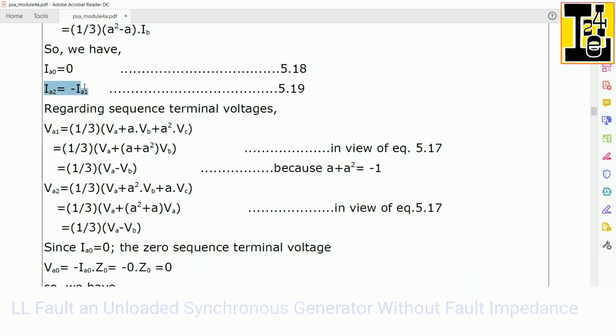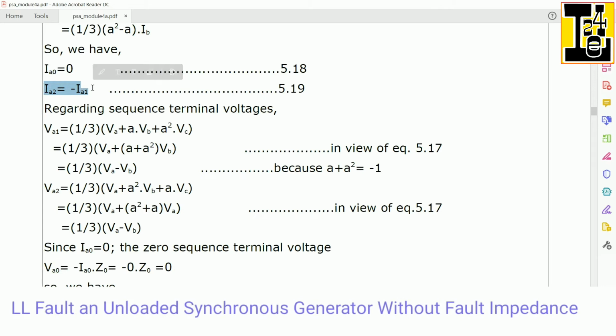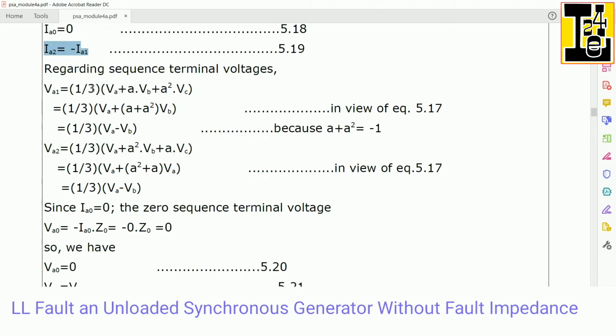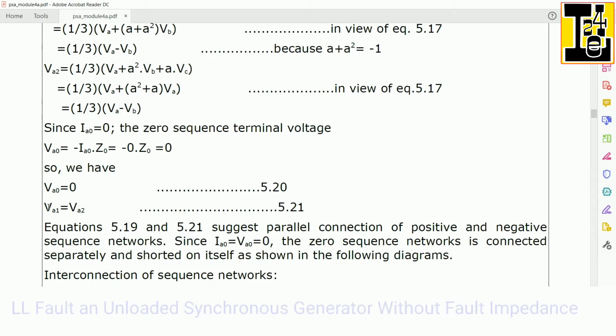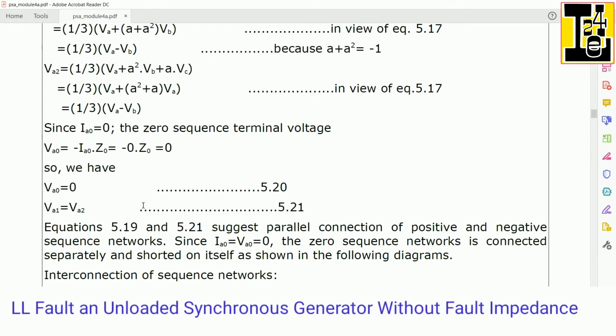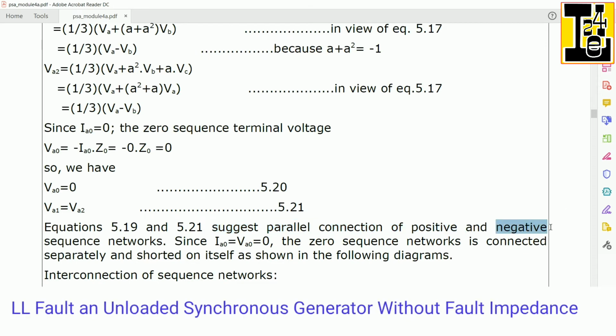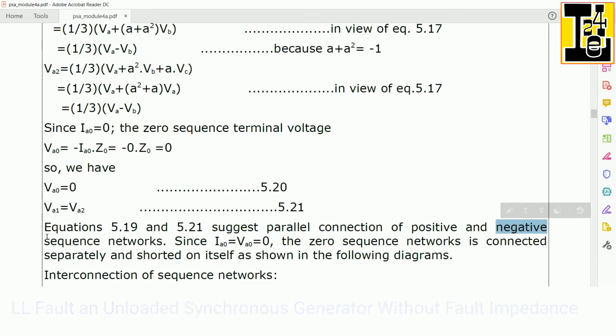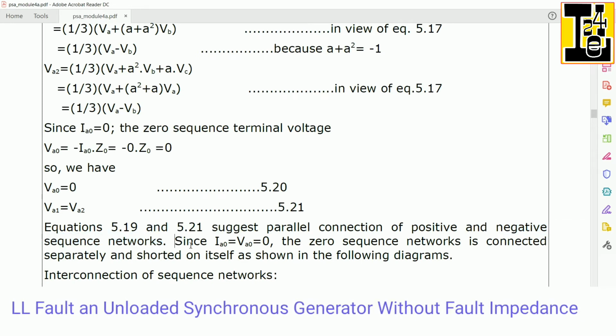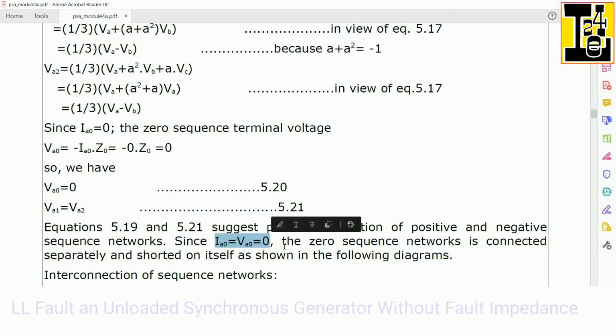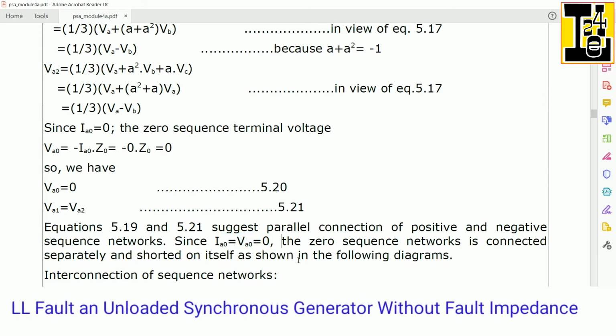So by this expression, that is IA2 is equal to minus IA1 as well as VA1 is equal to VA2, these equations will suggest a parallel connection of the positive sequence network of a synchronous generator and the negative sequence network of a synchronous generator. As IA0 is equal to VA0 is equal to 0, this will suggest that the zero sequence networks are connected separately and shorted on itself.